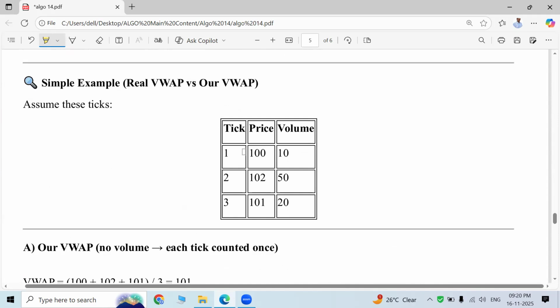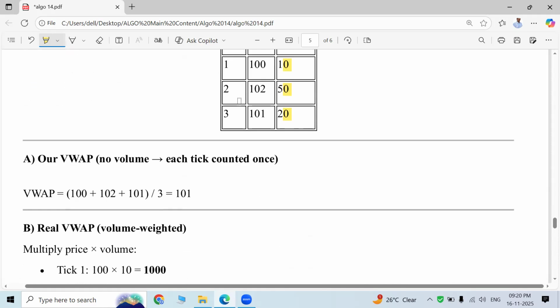In my case, in the algo, I have taken the volume as a constant value, like volume as 1, volume as 1, and volume as 1. Now, why have I done that? So that the calculation becomes very simple. But in actual practice, this volume is also considered. So like on 100 as a price, we have a volume of 10. On 102 as a price, we have a volume of 50. On 101 as a price, we have a volume of 20.